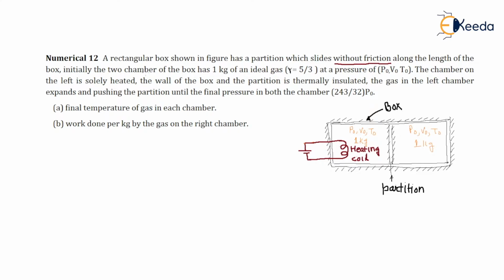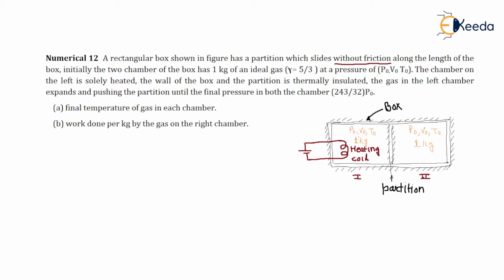Initially, the two chambers of the box each hold 1 kg of ideal gas. So there are two chambers: this is the first chamber and this is the second chamber. In both chambers the mass of the gas is 1 kg, and it is an ideal gas of index 5/3, at a pressure of P naught, volume V naught, and temperature T naught. This is the initial pressure on both sides of the partition.